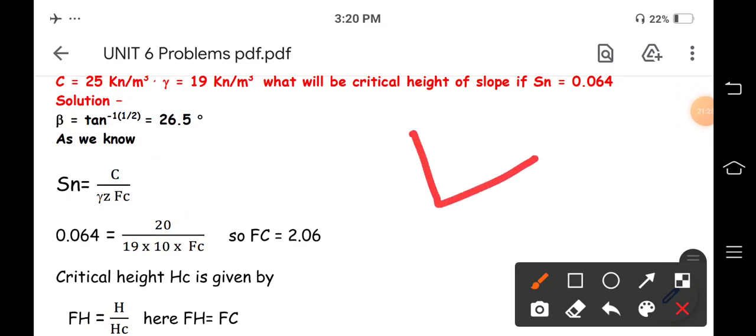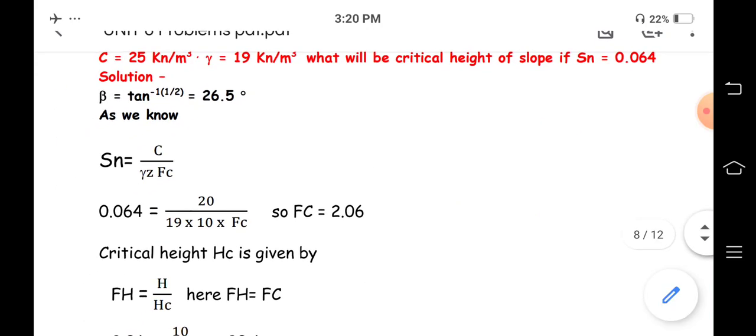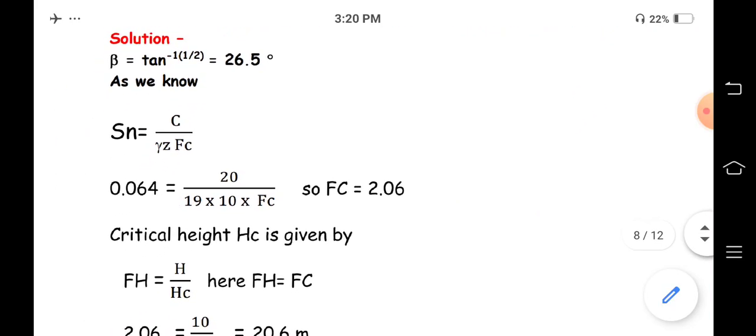So 1 in 2. So this angle we have to calculate, that is tan of beta equal to 1 by 2, that is beta equal to tan inverse of 1 by 2. So we get the value of beta as 26.5. From that we are going to calculate the value of Fc.